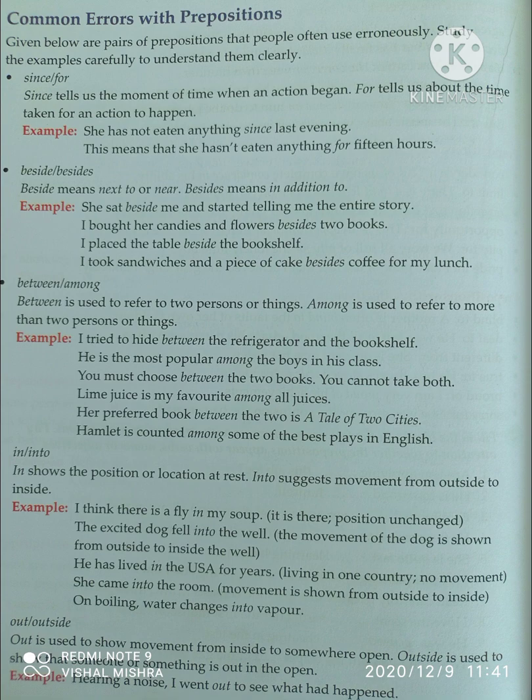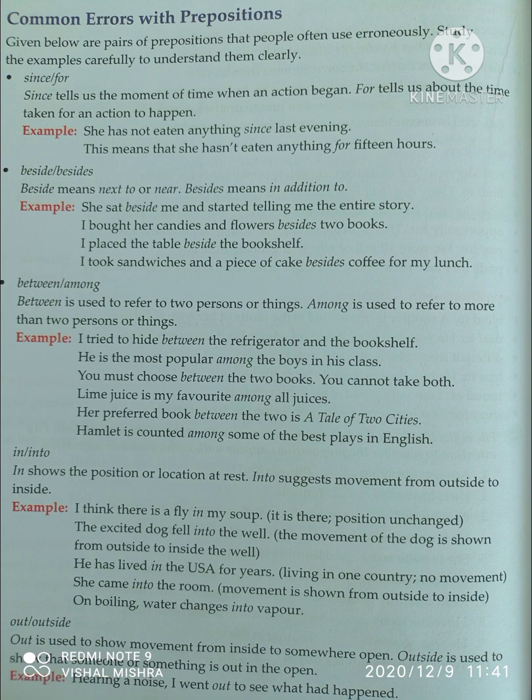I bought her candles and flowers beside two books. So in this example, beside and besides have different meanings. In the first example, beside means next to, while in the second example, besides means in addition to another thing. I placed the table beside the bookshelf. I took sandwiches and a piece of cake besides coffee for my lunch. So you can understand it well by taking examples.